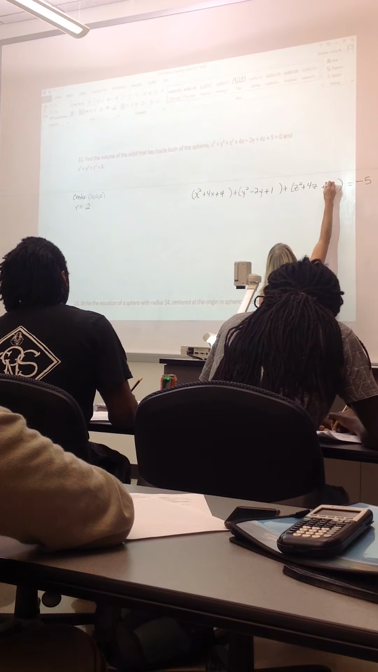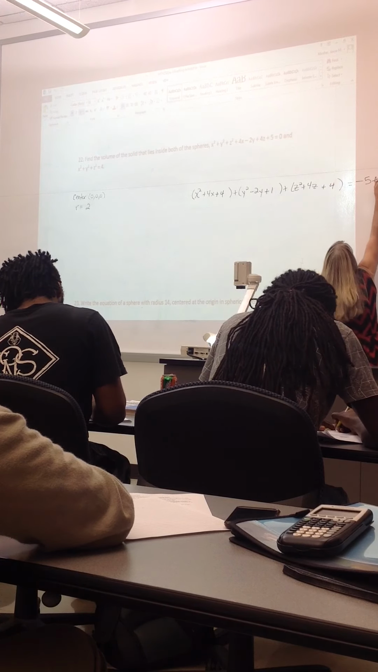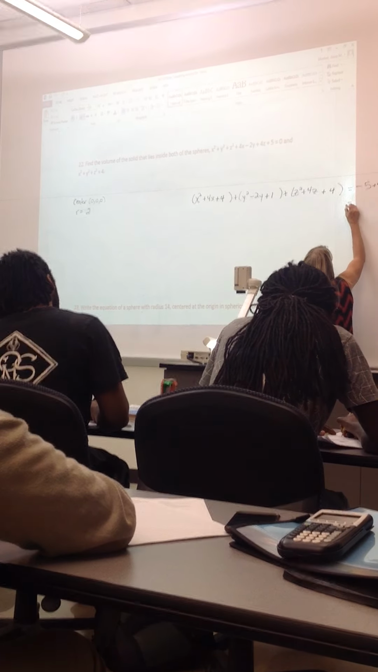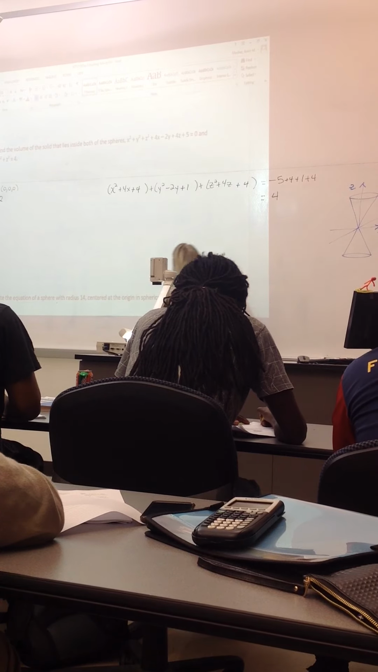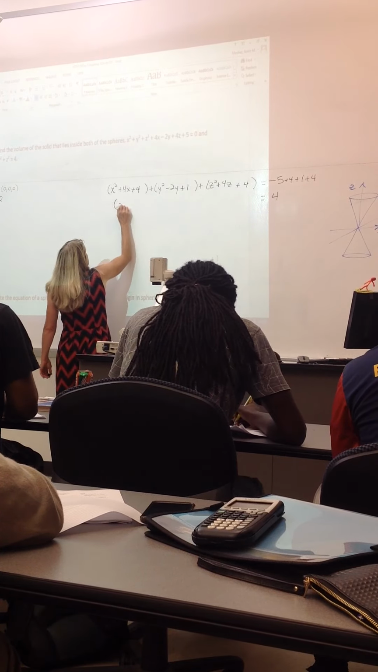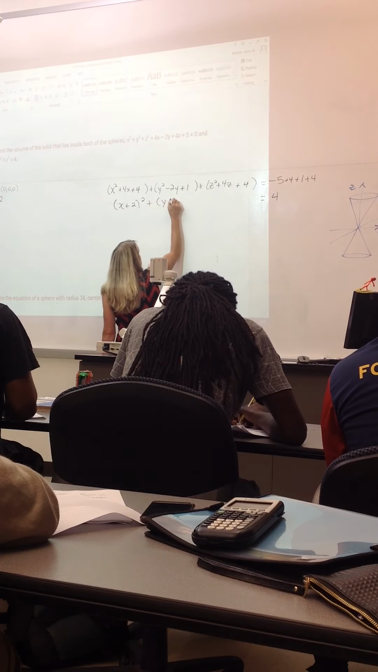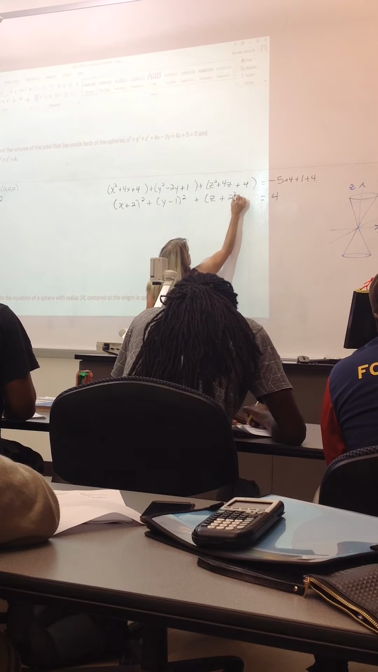And what will this get filled in with? 4. So I added 4. I added 1. I added 4. So now this side is 4, right? And x plus 2 squared, y minus 1 squared, z plus 2 squared.